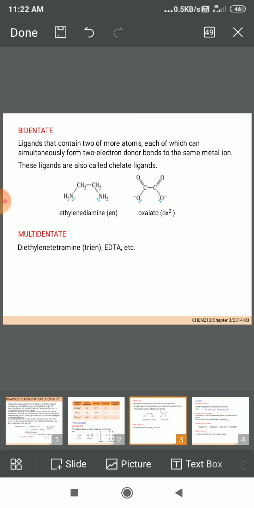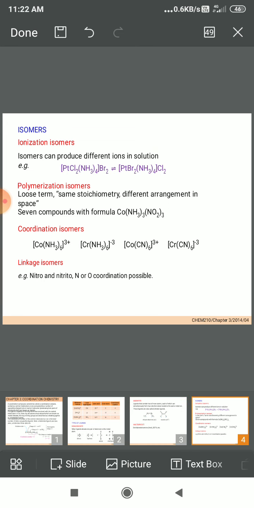Then next is the multidentate ligand. Examples of multidentate ligands are diethylenetriamine, triene, EDTA, etc. Many lone pairs are present in a multidentate ligand.